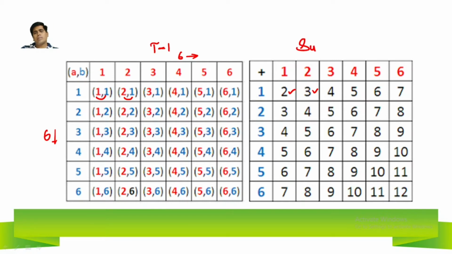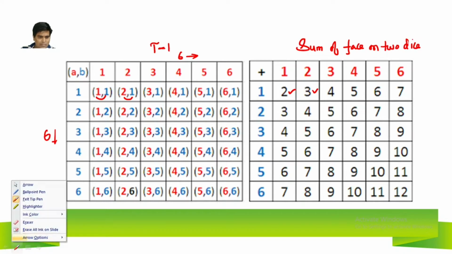The sum of the faces on 2 dice. This is very important. What is the outcome here? The sum of the faces on the dice, the 2 dice, whatever they are. This is very important. It plays a very important role while we are solving the question.